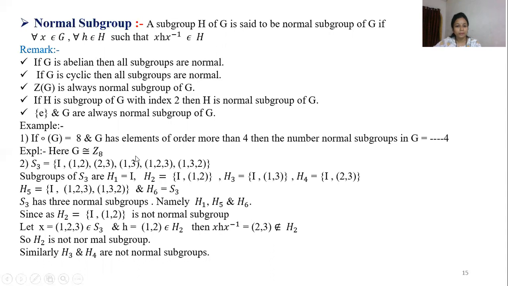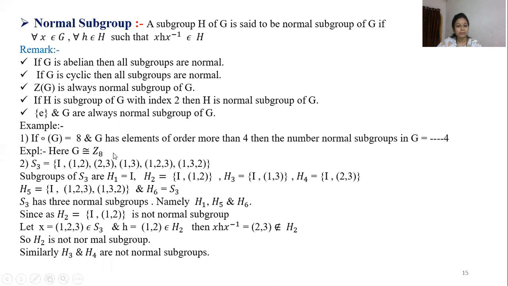Therefore, this G is not isomorphic to Q4. What about Z2 cross Z4? Z2 cross Z4 has no element of order greater than 4. Therefore, this possibility also fails. We remain with only G isomorphic to Z8. Now, how many subgroups does Z8 have? The number of subgroups of Z8 is the number of positive divisors of 8.